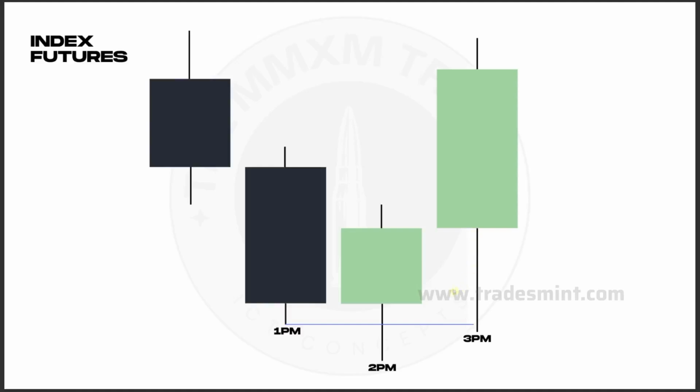And then the 3 p.m. candle should be a manipulation lower, but respecting this low, right? And then the distribution phase should happen upwards.